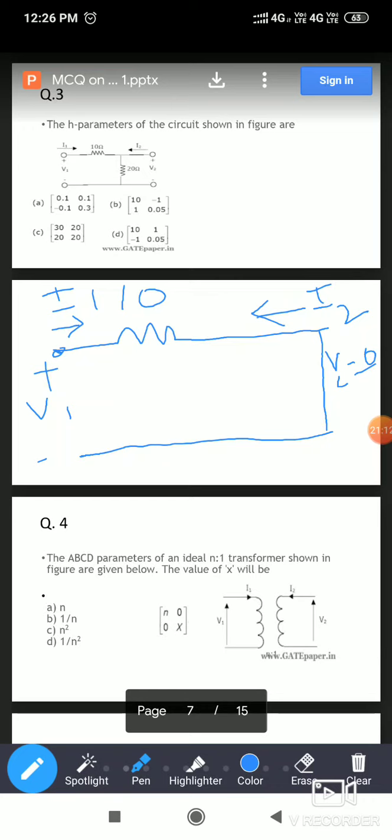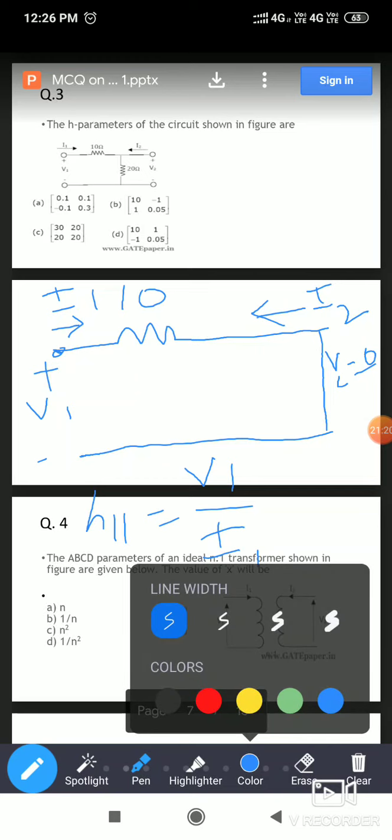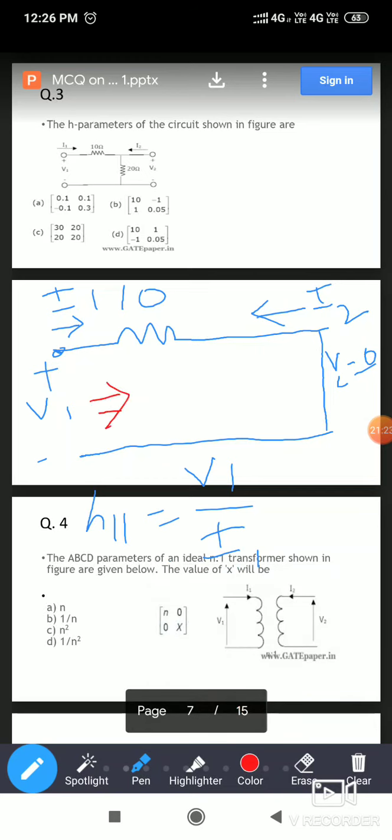Here you need to find H11. H11 means V1 divided by I1, which means you simply find the Z equivalent 1. What is Z equivalent 1? Only one resistor is present, in series. So the answer will be 10. So the value of H11 is 10. That means these two options get eliminated. B and C are eliminated, since we got H11 equal to 10. But if you find H21, then you will get the complete answer.